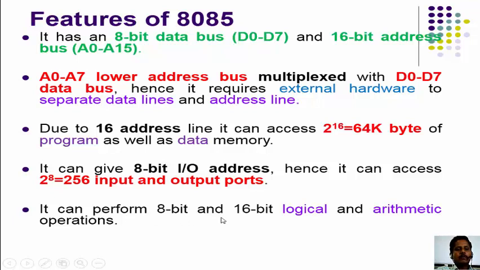Then it can perform 8-bit and 16-bit logical and arithmetic operations, as we discussed in the digital computer system in the previous session. In the 8085 microprocessor, you will find the arithmetic and logic unit, which is responsible for performing the 8-bit or 16-bit data related logical and arithmetic operations.